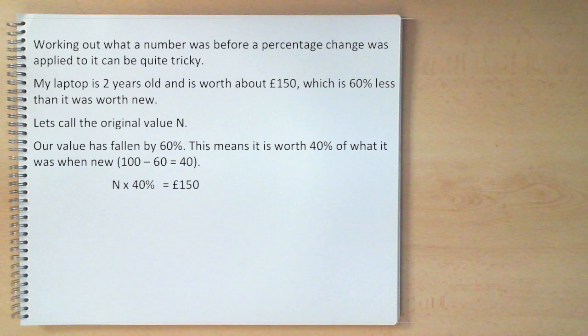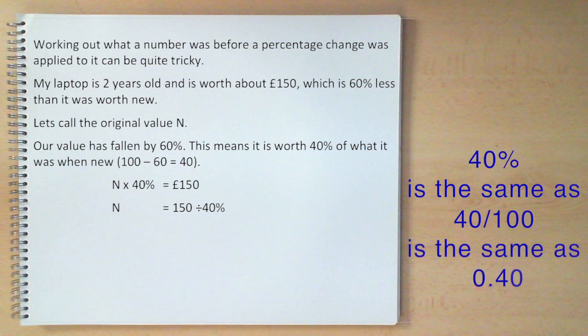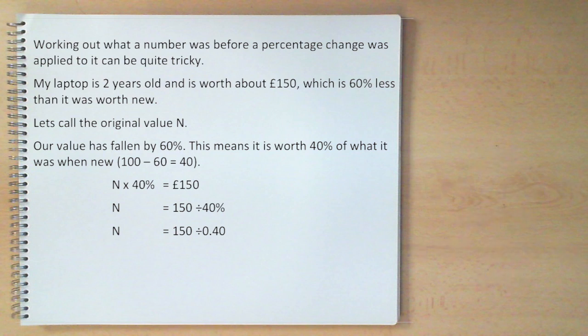So n times 40% is equal to £150. We can rearrange that so that we get n is equal to 150 divided by 40. That's just a simple algebraic rearrangement. And then of course we convert 40% into a decimal number. 40% is 40 divided by 100, which is 0.4. So n is equal to 150 divided by 0.4. So n is equal to 375.